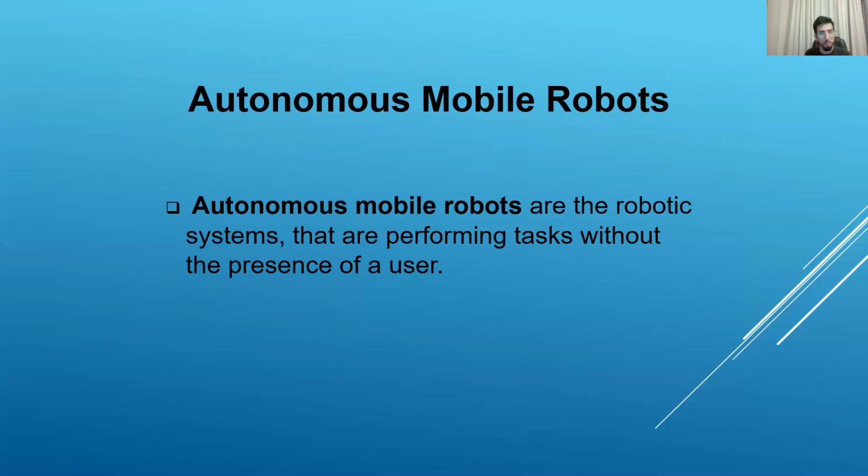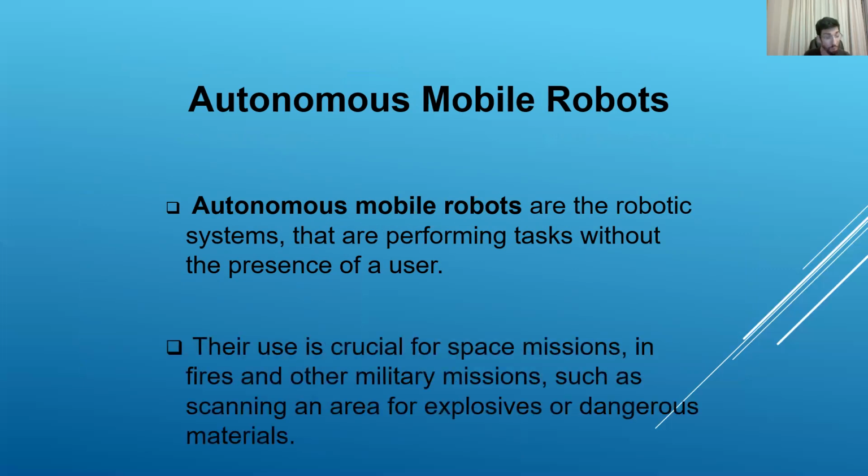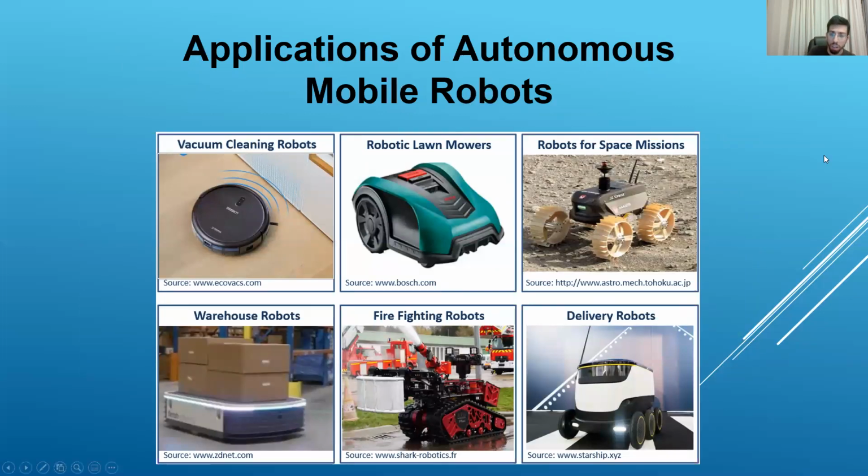So what is an autonomous mobile robot? These are robotic systems that perform tasks without the presence of a user. Their use is very crucial for space missions, in fires, and other military missions, such as scanning an area for explosives or dangerous materials. Here you can see some examples of these systems, and maybe you can recognize the vacuum cleaning robots and robots for space missions. Of course, there are many others.